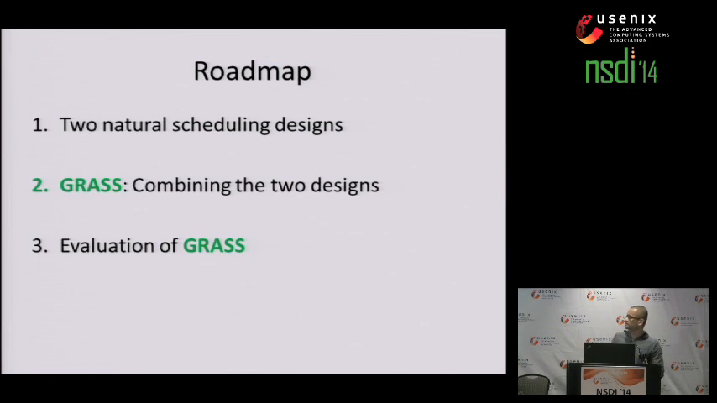For the rest of the talk, first I will present two natural scheduling designs that are based on this notion of opportunity cost, and then proceed to see how we can combine these two designs, and finally evaluate. For the scheduling design decisions, of course, I'll stick to deadline-bound jobs, but the algorithms for error-bound jobs would be analogous.